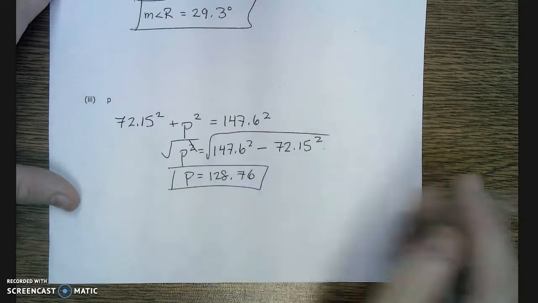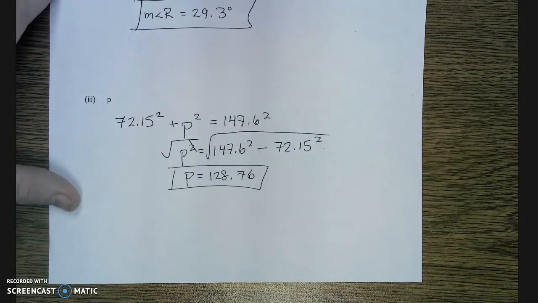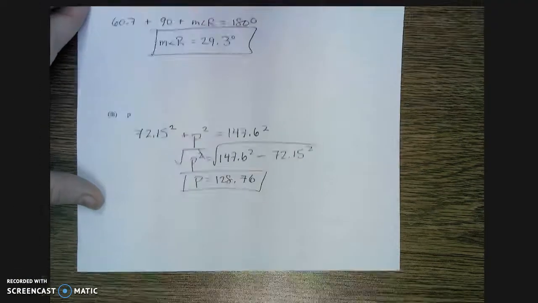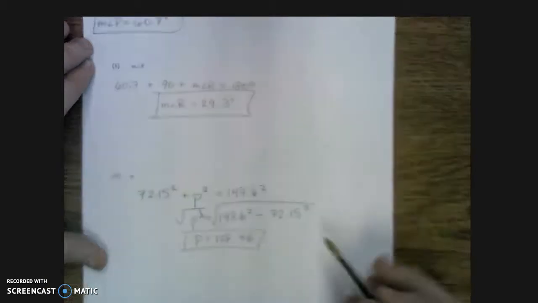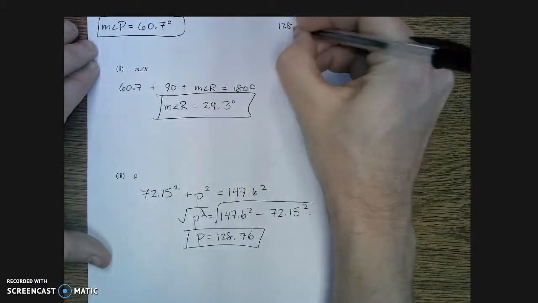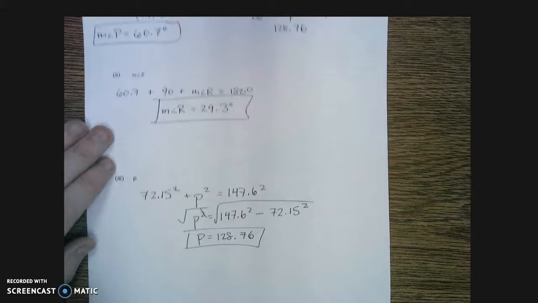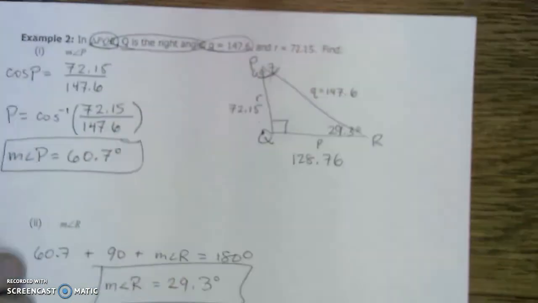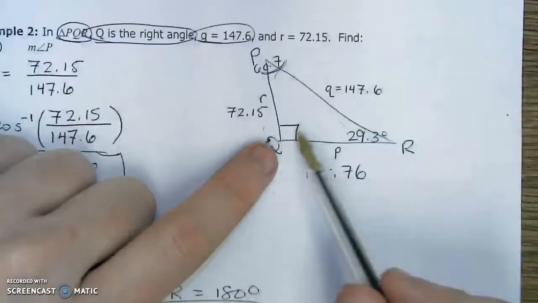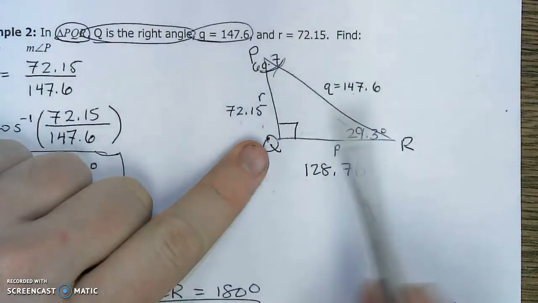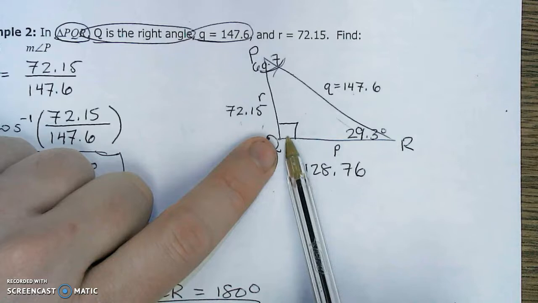So at the end of these problems, you also want to make sure that you are deciding whether the answer makes sense. So if we look at our answers, the biggest angle should have the biggest side, and it does. 147 is the largest, and it's across from 90.